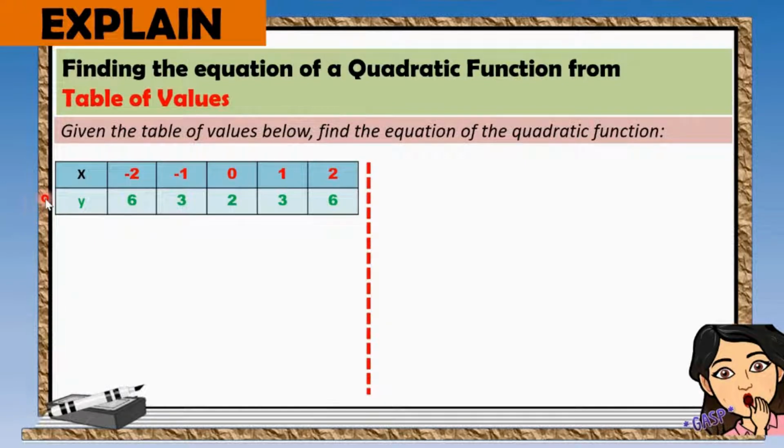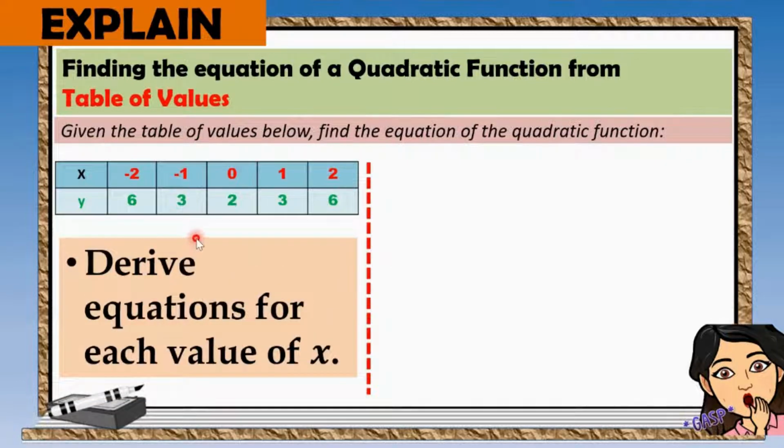Okay? So, that is just to clarify. The first step is for you to derive an equation for each value of x. Again, kukunin natin yung 3 equations. So, tatlo lang naman na equation, kaya tatlo lang naman na coordinates ang kukunin natin dito. So, this time, I am going to use the first 3 coordinates or ordered pairs from the table.